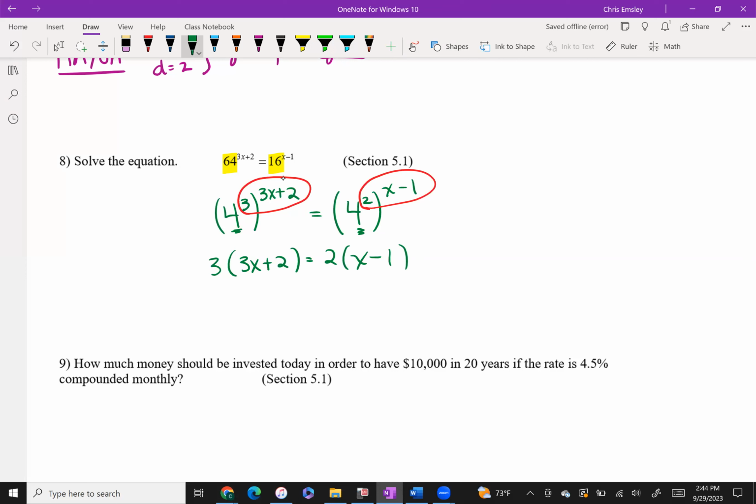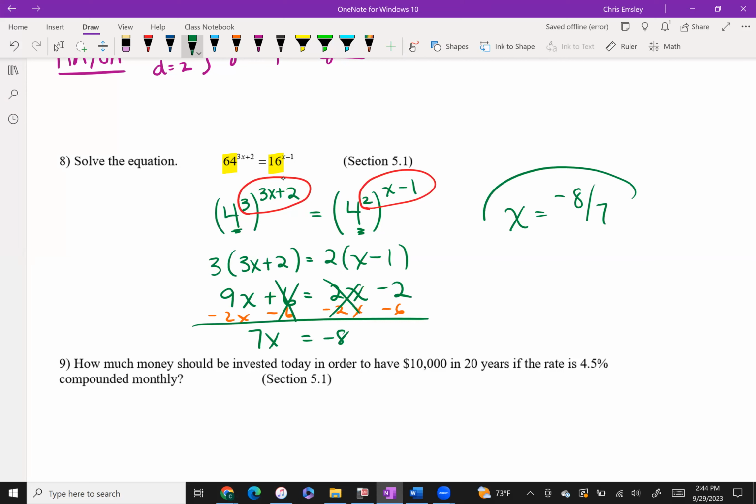So that's not a bad equation at all. We'll distribute on both sides. Gather up our like terms. So I'm going to subtract that 2x. And I'm going to subtract that 6. I get 7x equals -8. Divide both sides by 7. I get x equals -8/7. Okay, look for matching bases before you try anything else fancy.